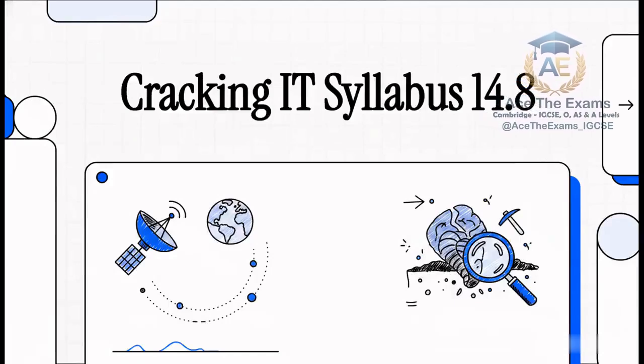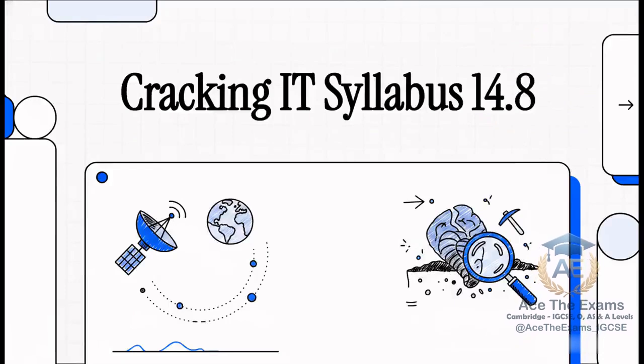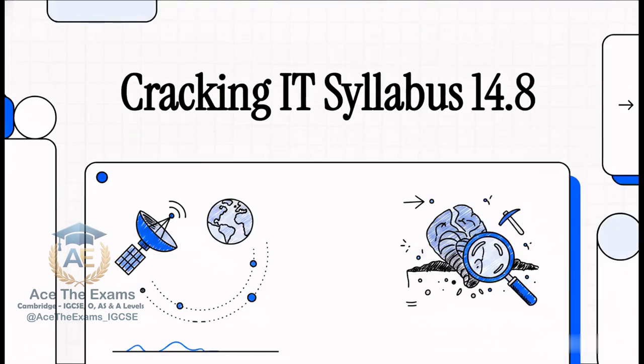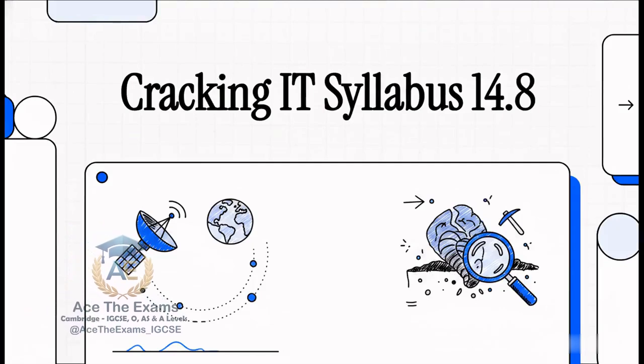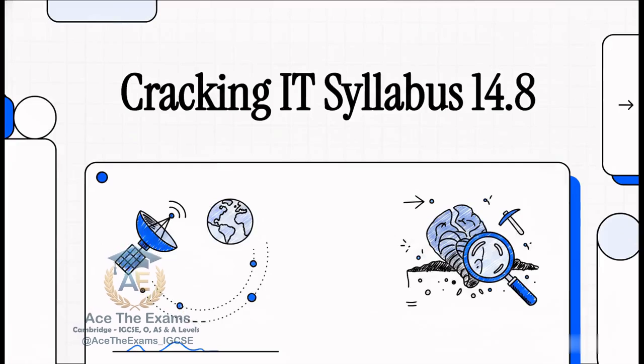If you are gearing up for your Cambridge Computer Science and IT exams, you are in exactly the right place. I am absolutely thrilled to guide you through today's masterclass. We are going to completely decode the Cambridge syllabus, specifically zeroing in on section 14.8, which covers satellite communication systems. We're talking GPS, global mapping, surveillance, and telecommunications.